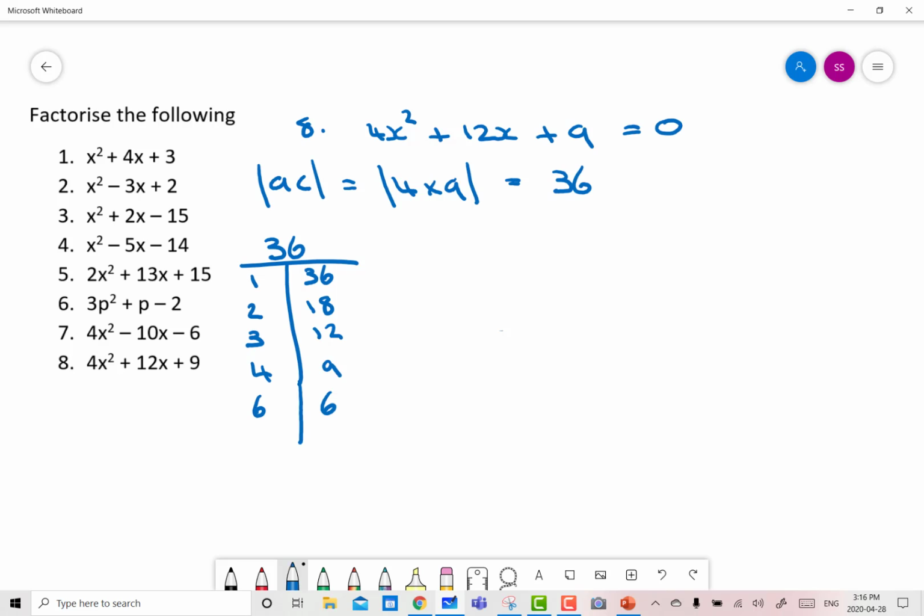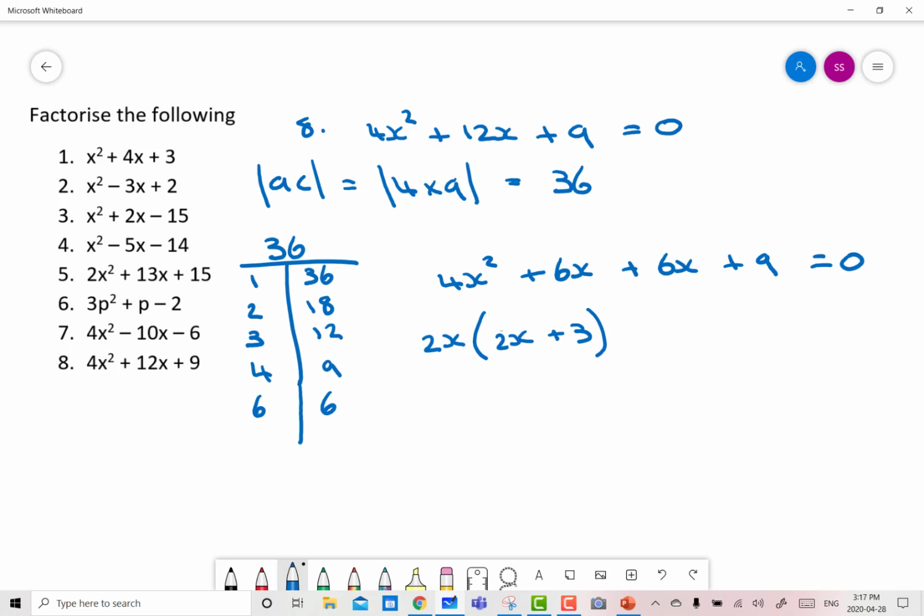Okay then, so which pair are we going to pick to give us plus 12? Well, I'm looking at the last pair, which is 6 and 6. So they're the pair I'm going to try. So my expanded form will be 4x squared plus 6x plus 6x plus 9 equals 0. Factorising the left two, I'm going to take out 2x as common. So 4x squared divided by 2x will leave 2x. 6x divided by 2x will leave plus 3.